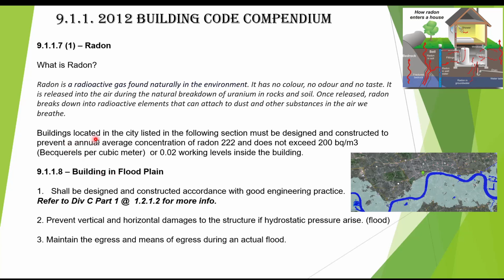Now, buildings constructed in the cities listed in the following section. If you refer to the building code, there's a list of cities there, that's A, B, and C. They must be designed and constructed to prevent an annual average concentration of radon 222 that exceeds 200 becquerel. Just know I can't pronounce the word. Becquerel per cubic meter, or 0.2 working levels inside the building.